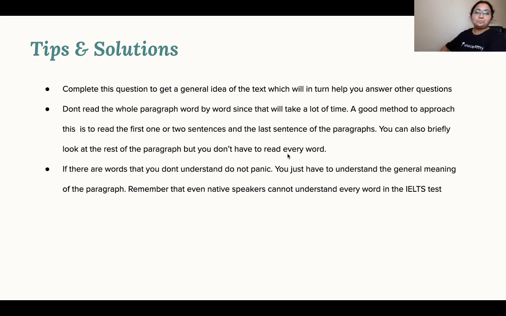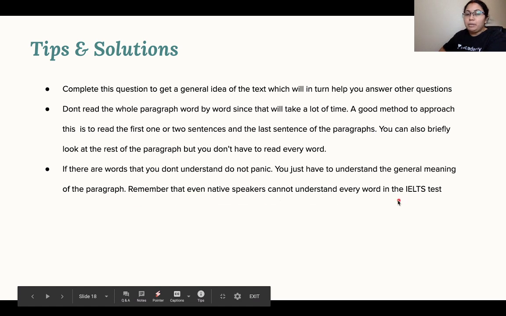All right. Okay. If there are words that you don't understand, do not panic. You have to understand the general meaning of the paragraph. That's the requirement. Always do not panic. If you panic, you will not be able to get the gist of the paragraph just because you cannot understand. It's okay if you cannot understand. You can redo it once more, and the second time, I'm sure, even with the skimming or scanning technique, you will be able to identify.